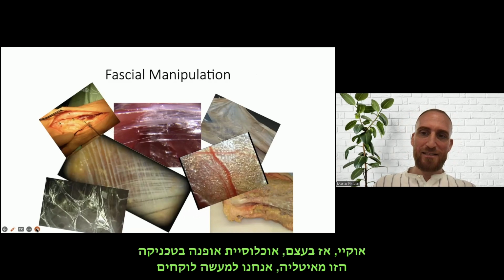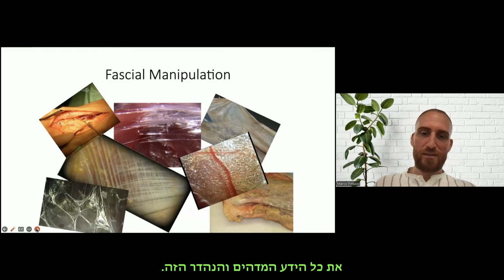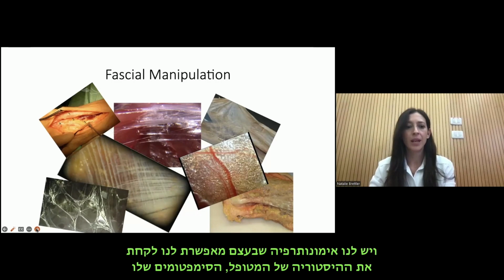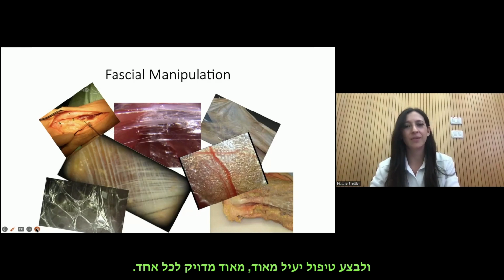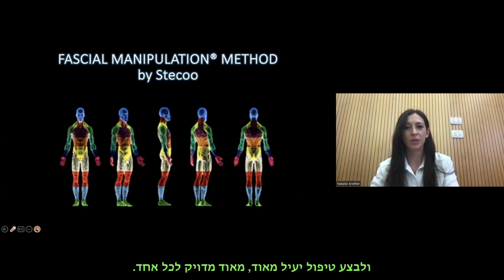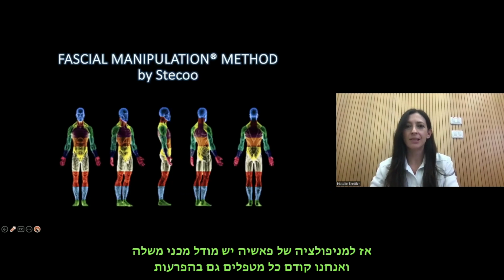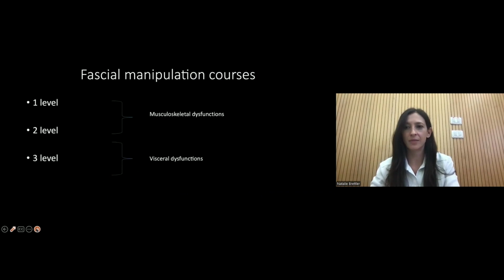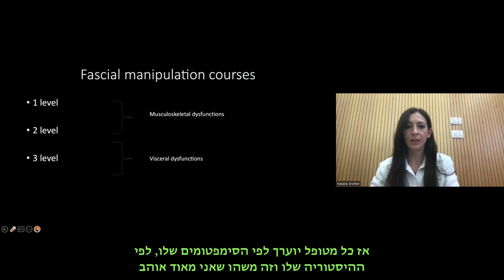Fascial manipulation, the technique from Italy, takes all this amazing and great knowledge, and we have a manual therapy that allows us to take the history of the patient, their symptoms, and conduct a very effective, very precise treatment for each one. Fascial manipulation has its own mechanical model, and we are treating musculoskeletal dysfunction and visceral dysfunction. Each patient will be evaluated by their symptoms and their history.